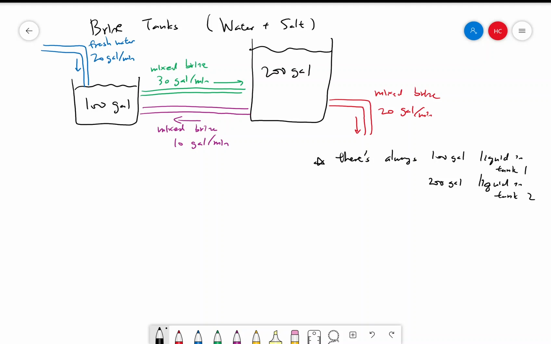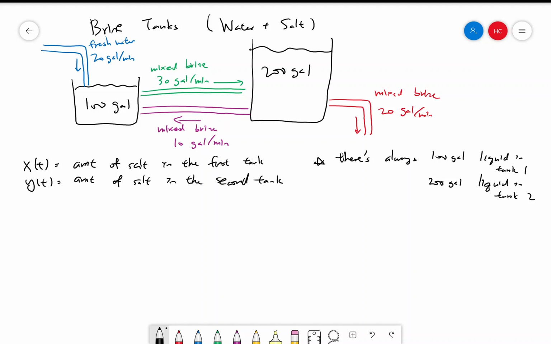Let x(t) be the amount of salt in the first tank, and y(t) be the amount of salt in the second tank. Then we can use a similar method from chapter 1 to form differential equations between x and y, so x prime and y prime. Let's see what happens.